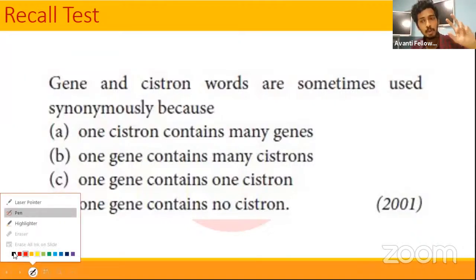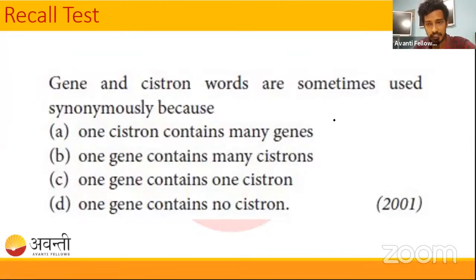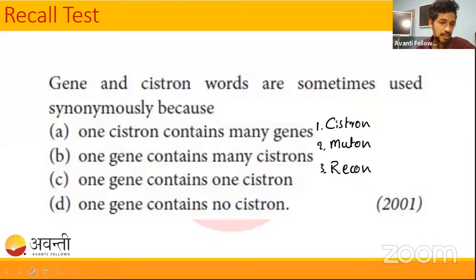Remember, whenever we are talking about DNA, we normally talk about three different things: one is a cistron, another is a muton, and another is a recon. Very simple. As the name suggests, I will tell you what these three things are. The first one is a cistron. What is the meaning of cistron? Cistron simply means the functional gene, the gene which is actually working. Functional DNA or functional gene is called a cistron.